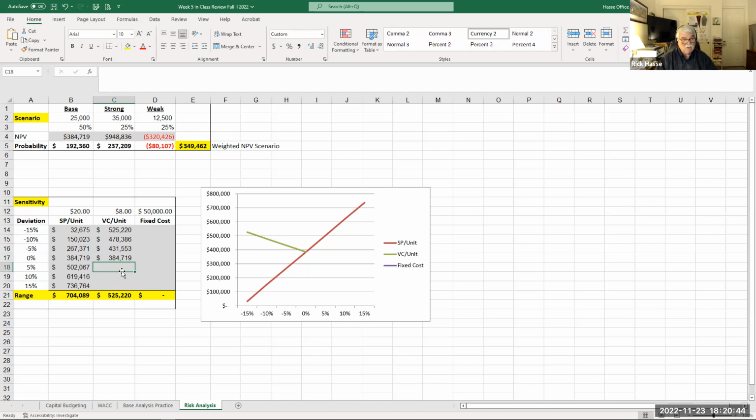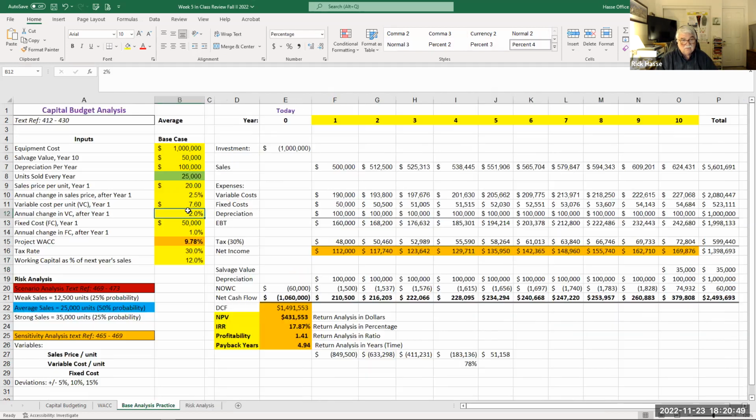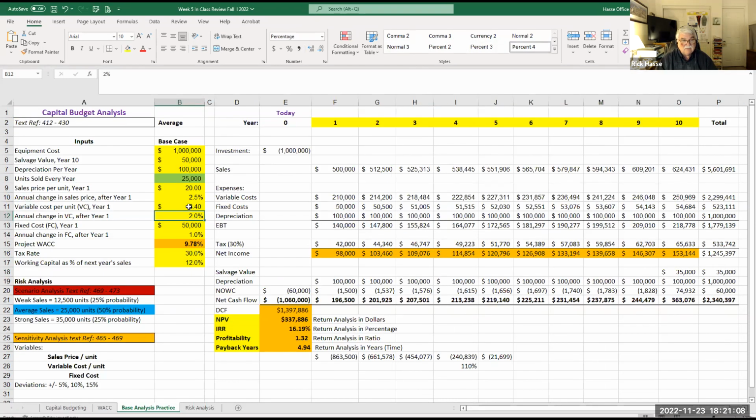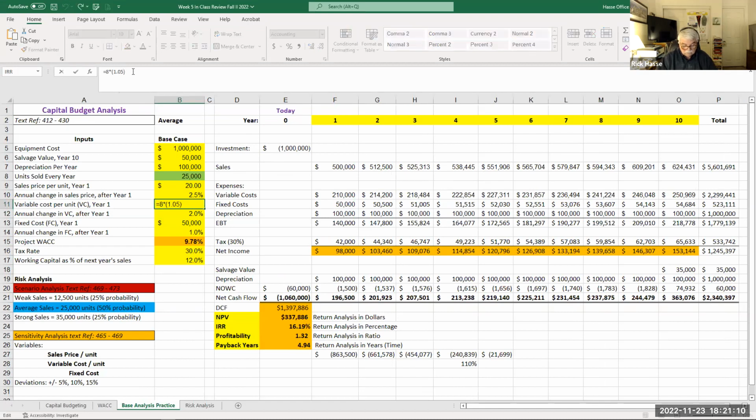And now let's increase our variable costs by 5%. Now we're going to probably start losing money because our costs are going up. So a 5% increase in the $8 is $8 times 1.05. And that's right, 337,886. It goes down. A 10% increase in our variable costs, 1.10, 291,052. We're making less money.